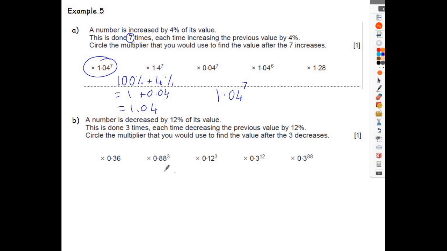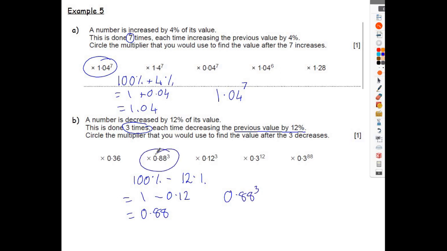For B, it's saying that it's decreased. So again, of its value, this is done 3 times, each time decreasing the previous value. That reminds you, it's like compound interest, but it's just finding that multiplier. So find the multiplier first of all. Okay, so that's that, and then your power is going to be how many times it's done, the time frame, which is 3 years, so it's going to be 0.88 to the power of 3, which is this one here. So it's just a different way that they could ask it.